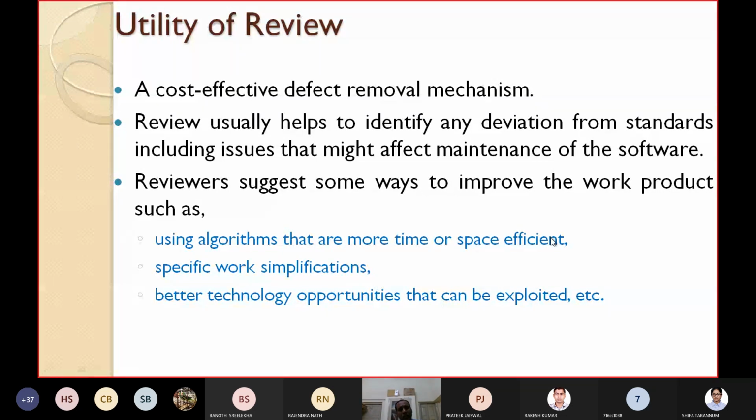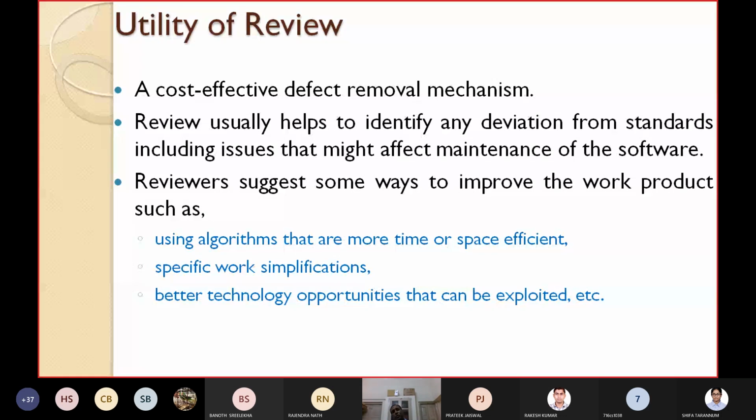Reviewers suggest some ways to improve the work products, such as using algorithms that are more time and space efficient, isn't it? You have already seen the complexity, whether it is order of n square, or order of n cube, or exponential or logarithmic. So use algorithms that are more time efficient and space efficient, having better time complexity and space complexity. Use particular work simplifications.